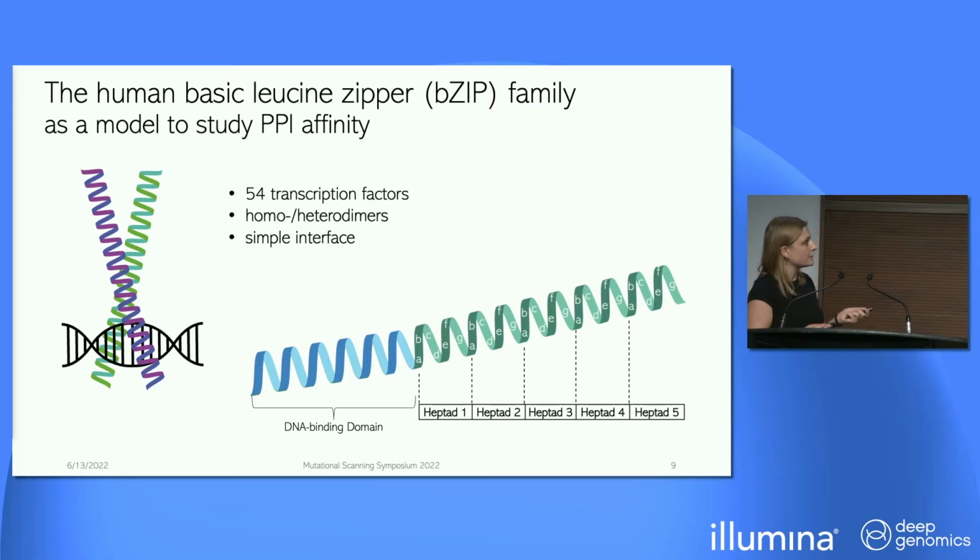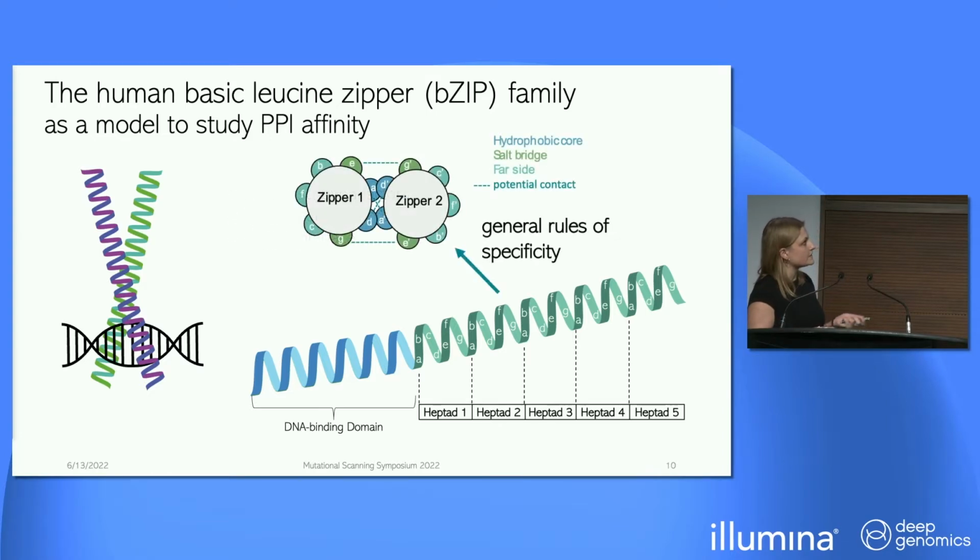And the zipper domain can further be subdivided into these 5 heptads that each consist of 7 amino acids. And the way these 7 amino acids are located in the heptads is known to define the general rules of specificity, because each amino acid always takes the same orientation relative to the opposite protein in the dimer, so that amino acids A and D always form the hydrophobic core. E and G can form salt bridges and are generally charged, and B, C, and F are solvent exposed and do not participate in the interaction interface.